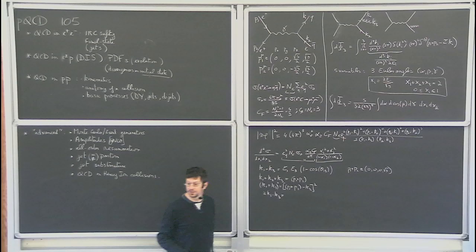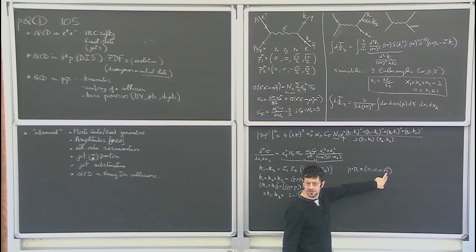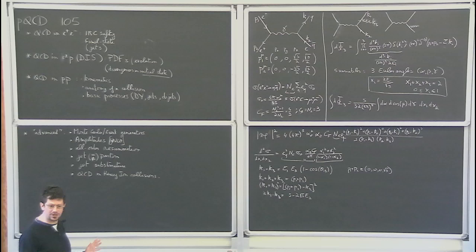K2 squared, that's 0. And then minus 2, and the product of K2 with P1 plus P2 is just going to pick the energy component, because P1 plus P2 only has an energy component. So minus 2 square root of S times E2. All right? That's just basic kinematics. I've just used momentum conservation at this stage.